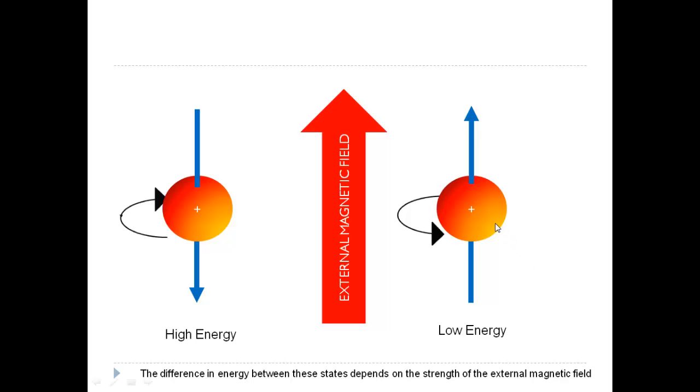So the difference in these two energy states will depend on how strong this external magnetic field is. Again, you can imagine it as the bar magnet. It'll be harder to flip this thing if we're placing the bar magnet in an extremely strong magnetic field.